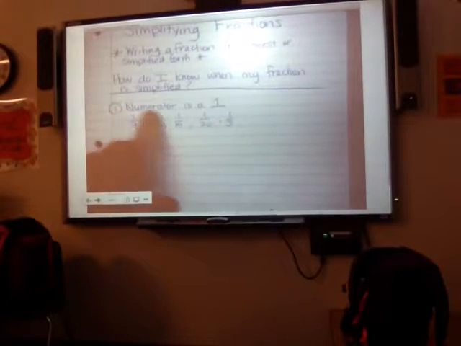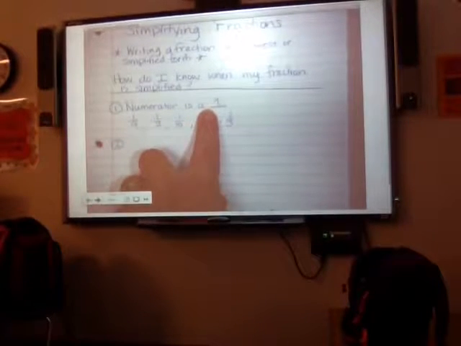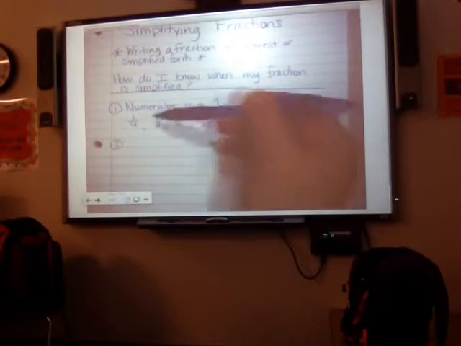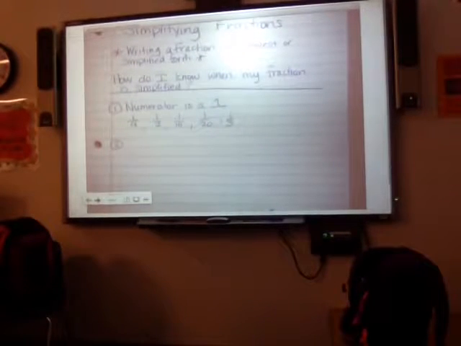So the first one is the numerator is a 1. What is a numerator? Caden. The top part of your fraction. Good. So these numerators are all 1. That's how I would know I have successfully made a simplified fraction.